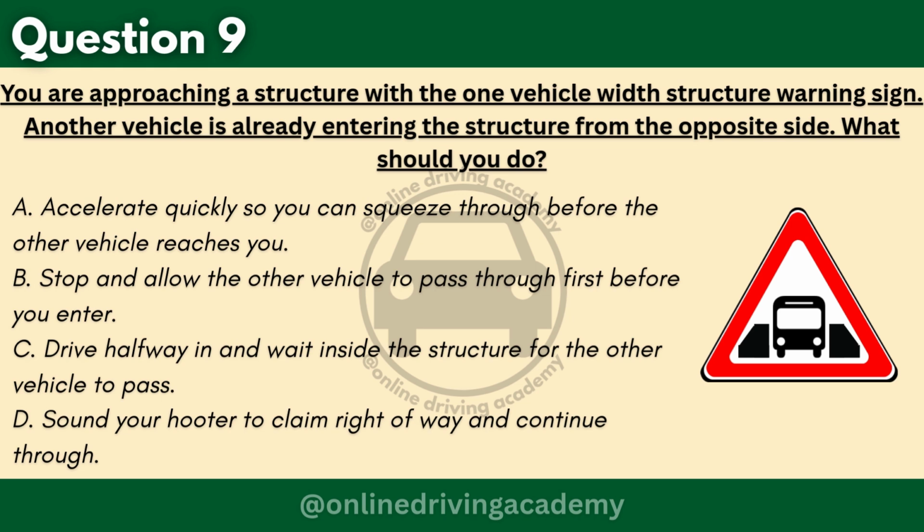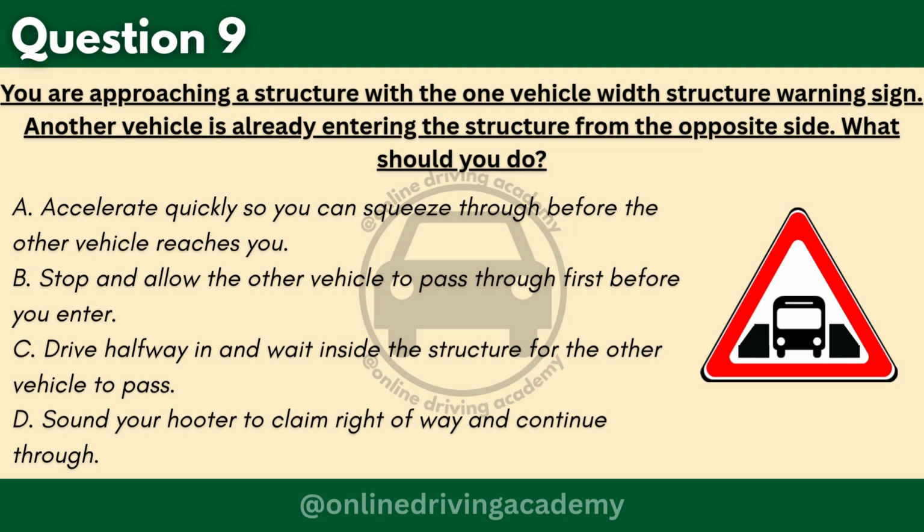Is it option C, drive halfway in and wait inside the structure for the other vehicle to pass? Or is it option D, sound your hooter to claim right of way and continue through? Now remember, the question tells us that another vehicle is already entering the structure from the opposite side. Therefore, option D is going to be incorrect, right?